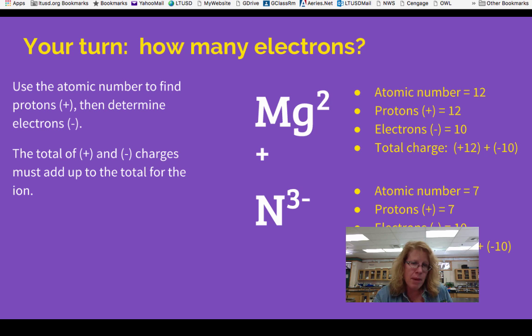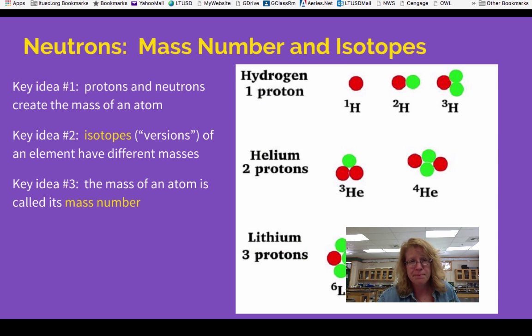And does it add up math-wise? I've got 7 plus, and then I have 10 minus, and that should add up to our 3 minus. So that's how you go through that process of adding the protons and electrons to figure out the charge of an ion, or to use the charge of the ion to figure out the number of electrons. Okay, moving on. So here is our neutrons.